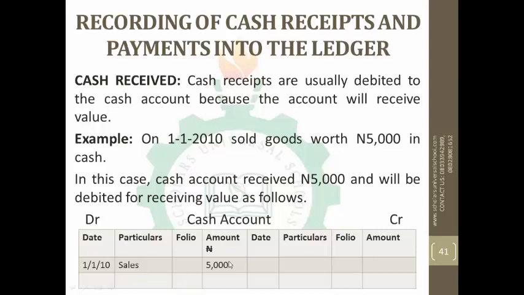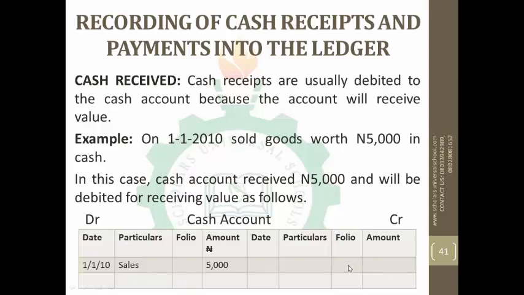Take for instance, if this is your sales account, it will not be on the debit side, it will rather be on the credit side. Why? Because you are giving. Sales, you have given. So sales will always have a credit transaction. So it will be on the credit side, 1st of January 2010, then it will be cash, because when you sold, you were collecting cash, right? Then 5,000 naira. But don't disturb yourself too much. If you understand this cash account, don't worry, we'll take that properly.